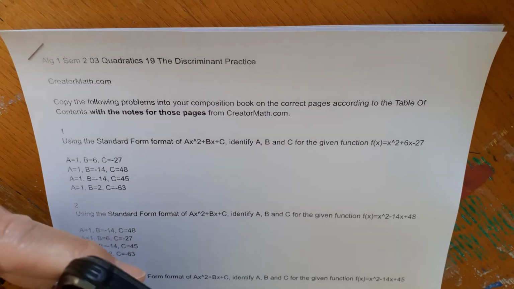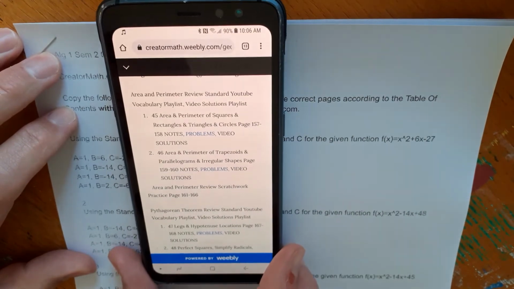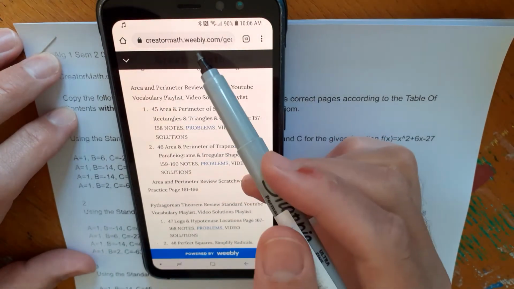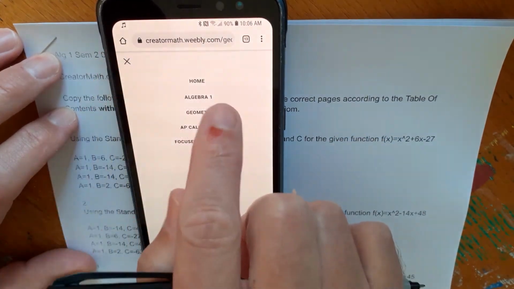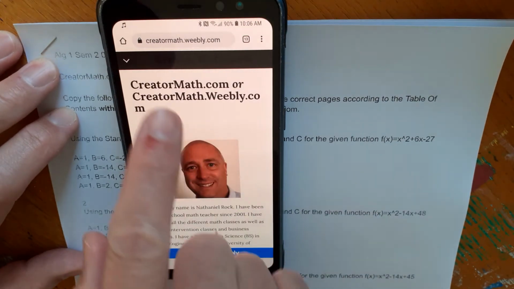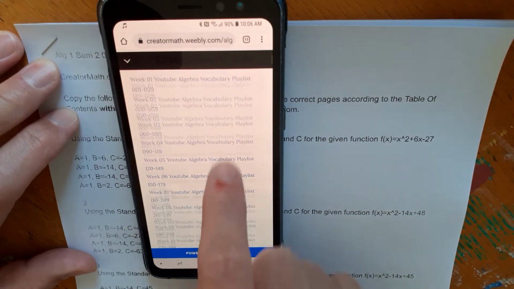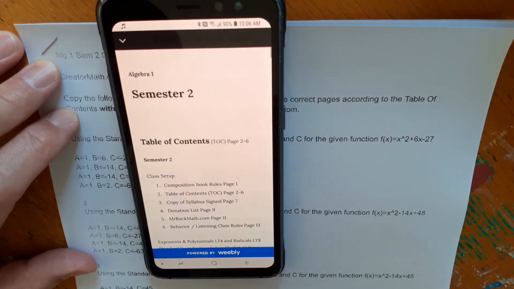And sometimes I try to show this, not on all videos, but on some of the videos lately I'm trying to show this. Here's creatormath.weebly.com. Here's what the home page looks like. Click on Algebra. That's where all the lessons are. Pass by the vocabulary, get to the Semester 2 table of contents.